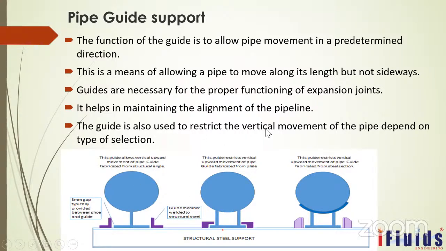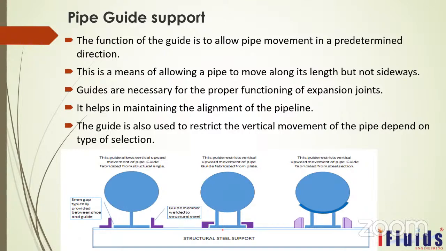This guide is also used to restrict the vertical movement of the pipe, depending upon the type of selection, because based on stress analysis or on the support, or if any expansion bellow is fixed in the pipeline, we will go for this kind of guided support. Only some movement of the pipe can be allowed, because if it is freely allowed, it will damage the connected nozzles of the rotating equipment or static equipment.